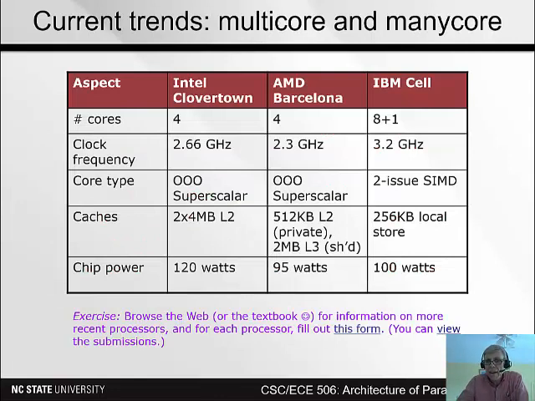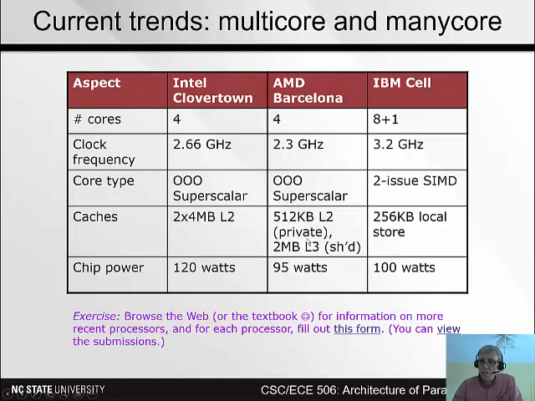Well, current trends are that you have 4 or 8 core multiprocessors or multi-core processors, and of course they're connected together into larger multiprocessors. There are certainly processors with more cores than that, but probably not with quite so much market share. Clock frequencies are given there, 2 to 3 gigahertz range. You've got superscalars, and you've got two-issue SIMD, where you're issuing two instructions at the same time, and the instructions can operate on multiple data items. We'll talk a little bit more about that later.